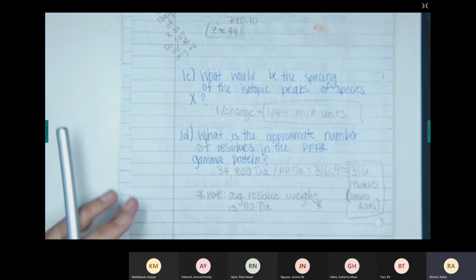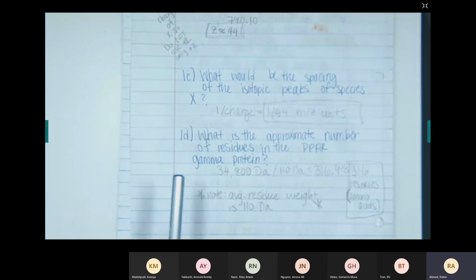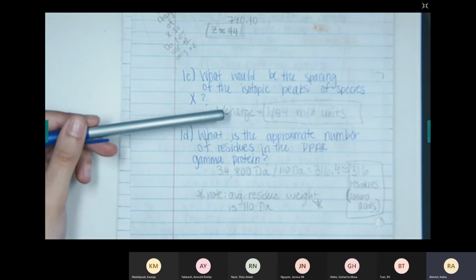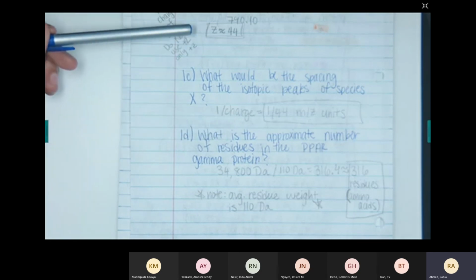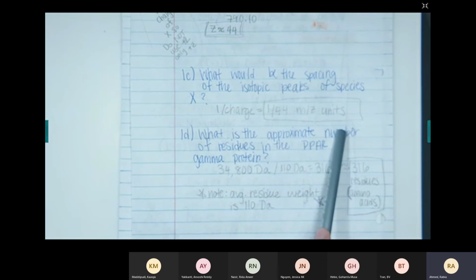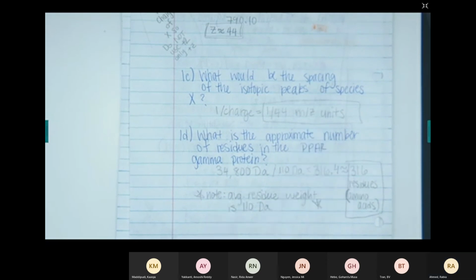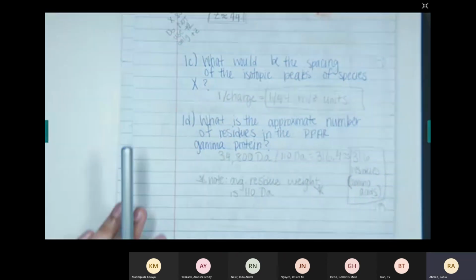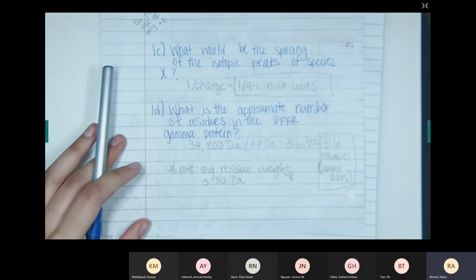And then for 1C, the question is, what would be the spacing of the isotopic peaks of species X? So this is simply 1 over Z. So it's 1 over the charge, which we figured out in 1B for the species X, which is 44. So you just do 1 over 44, and that equals 1 over 44 M over Z units. Don't forget to put that. And then, okay, we're going to move on to 1D.